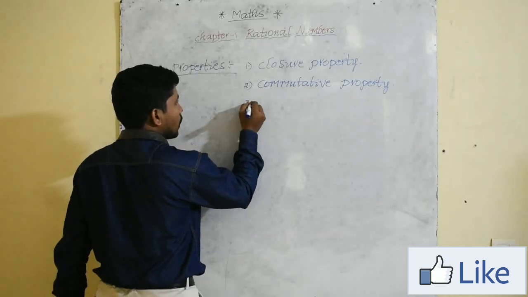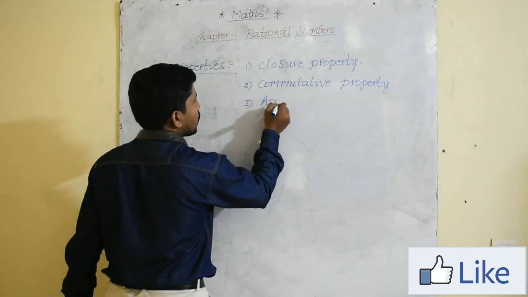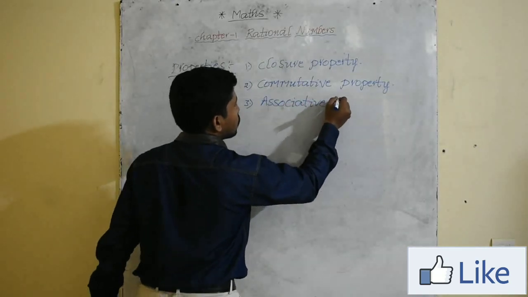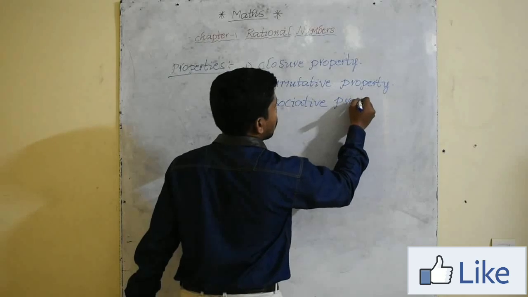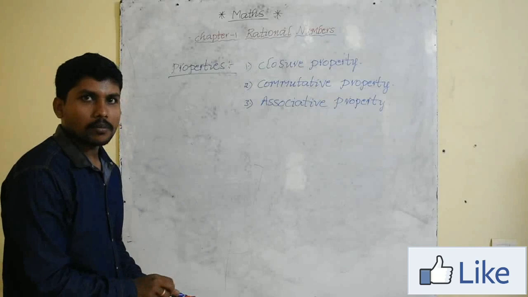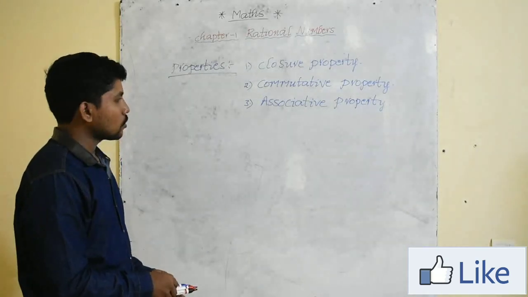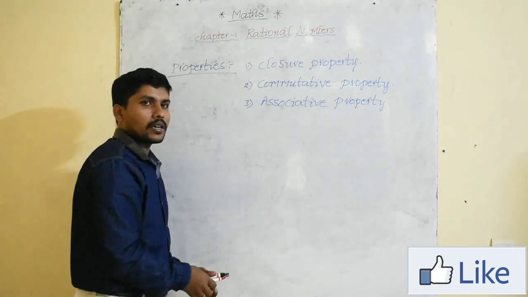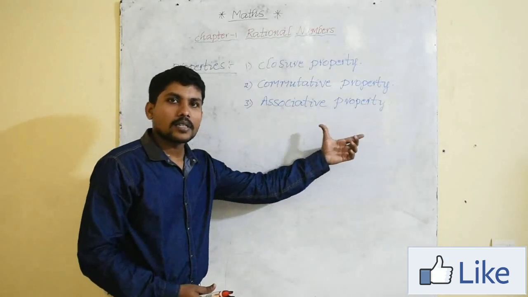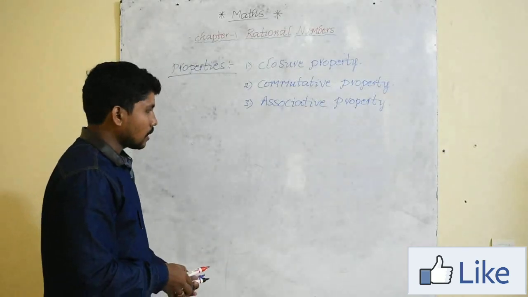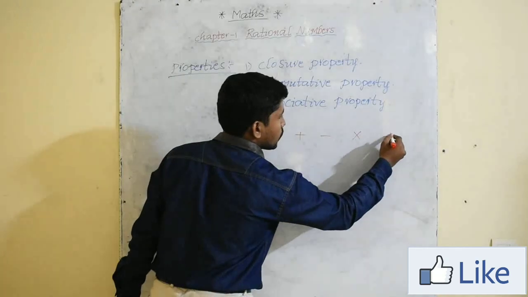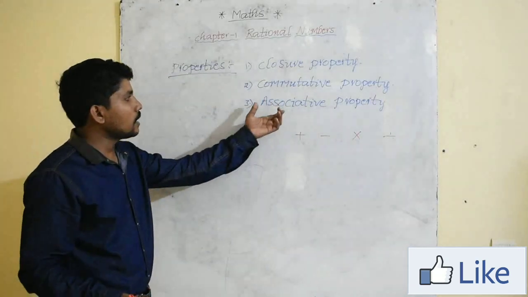The third property is associative property. So what does this associative property deal with? This associative property deals with three numbers. So when you are applying mathematical operations, that is plus, minus, into, or division, it deals with three numbers.